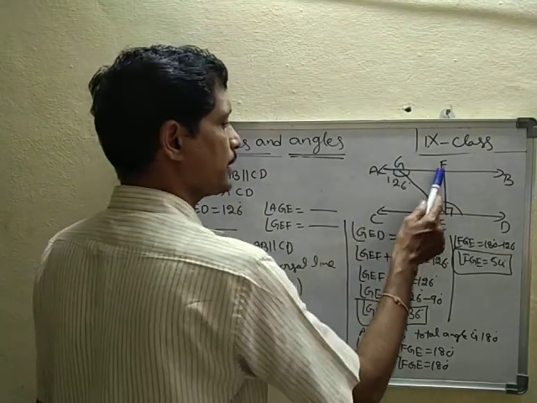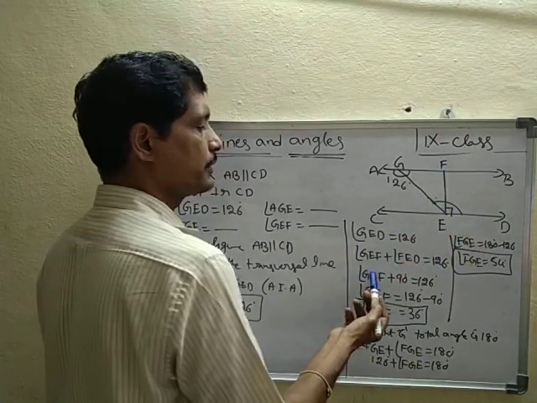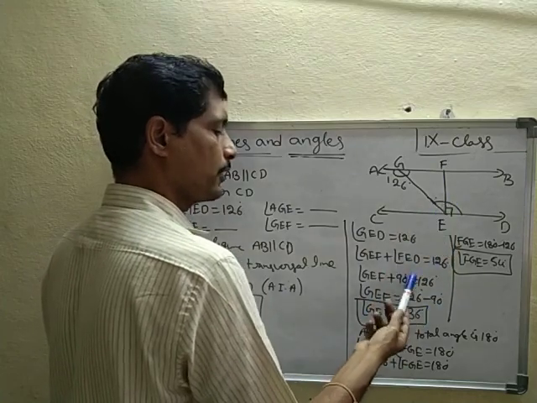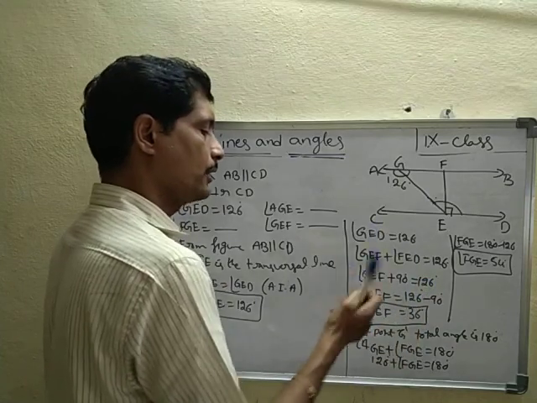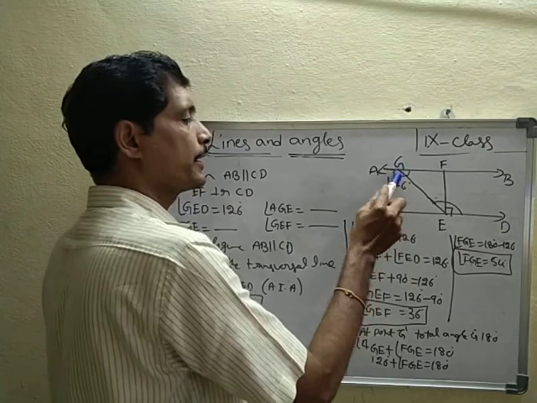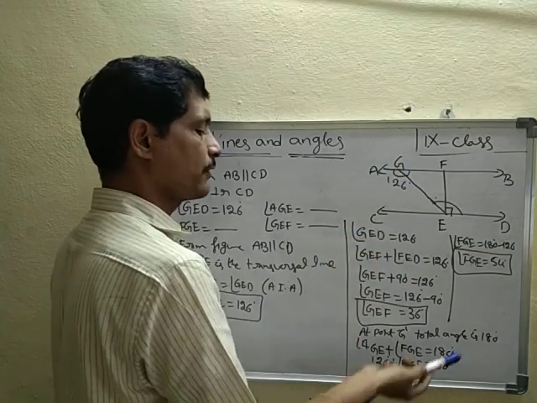Next, angle GED equal to 126 degrees. Angle GEF plus angle FED equal to 126. Therefore, angle GEF plus 90 degrees equal to 126 degrees. This 90 change that side. 126 minus 90, that equal to 36 degrees. At point G total angle equal, that is 180 degrees. Here already 126 means that is 180 minus 126, that is 54 degrees.